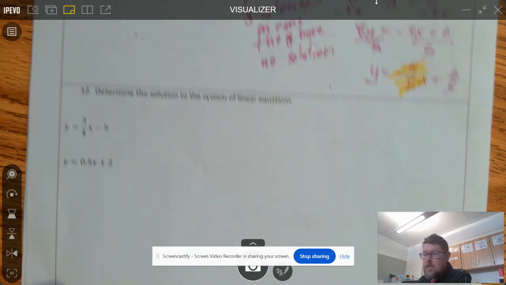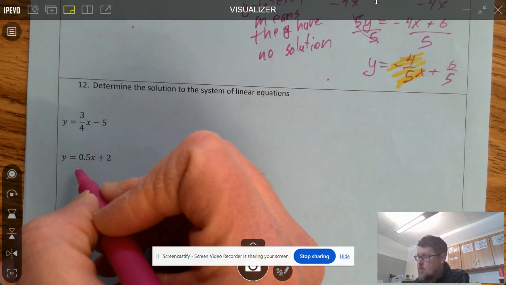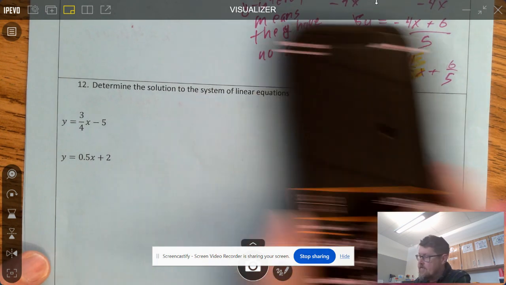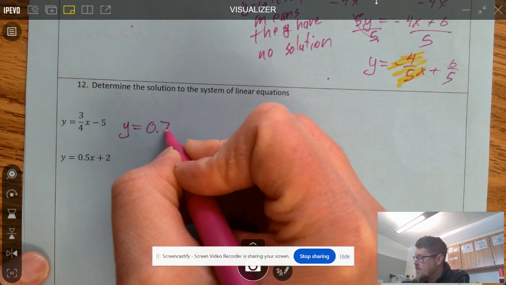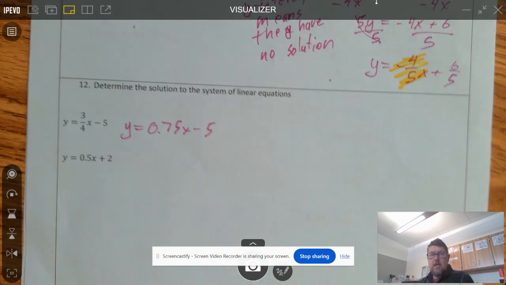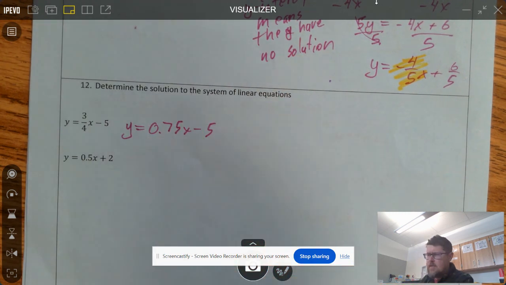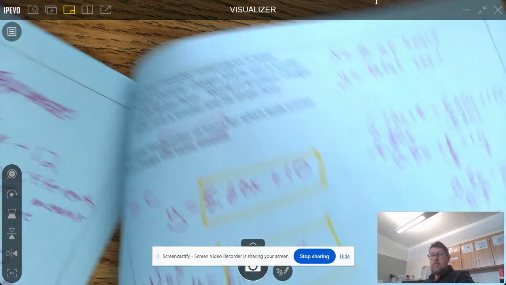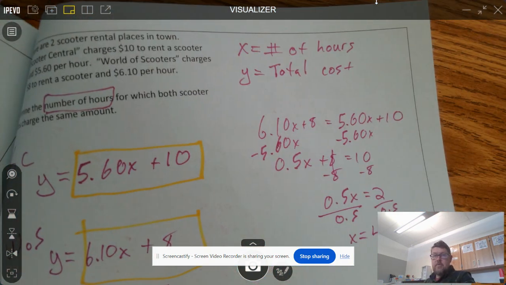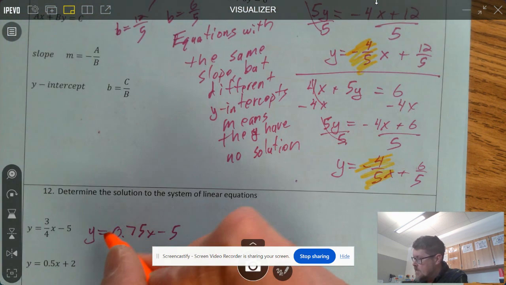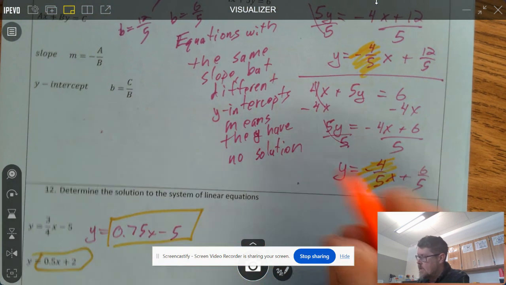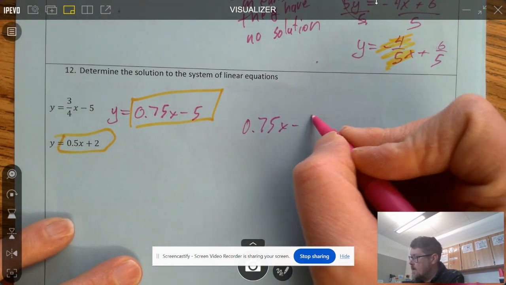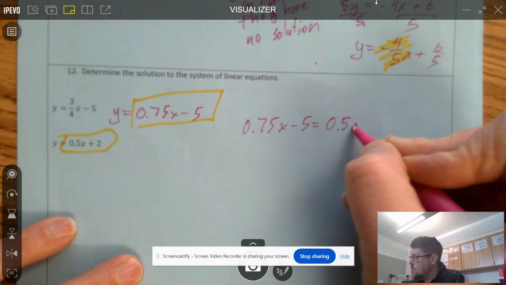So you're going to see a problem on here with both a fraction and a decimal. My recommendation is that you take that fraction and change it into a decimal. So 3/4 is 0.75. So this becomes y equals 0.75x minus 5. And then this is actually really similar to, I think, number 9, the scooter problem, right? Where we put them equal to each other, right? Or the right side of each one, right? So I take this here and here, and I set them equal to each other, right? So I've got that 0.75x minus 5 equals 0.5x plus 2.